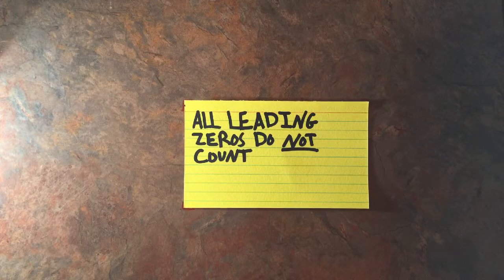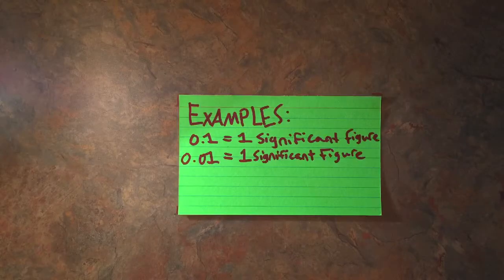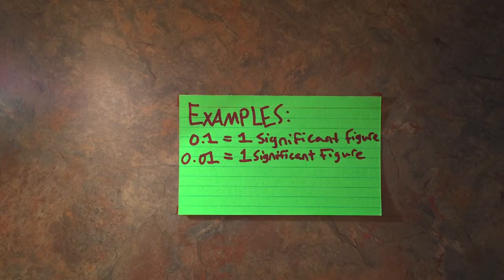The fourth and final rule is that all leading zeros do not count. This includes after a decimal as well. For example, the number 0.1 has one significant figure. This is because the leading zero before the decimal does not count. The number 0.01 has one significant figure as well. This is because the two leading zeros, the one before and after the decimal, do not count.